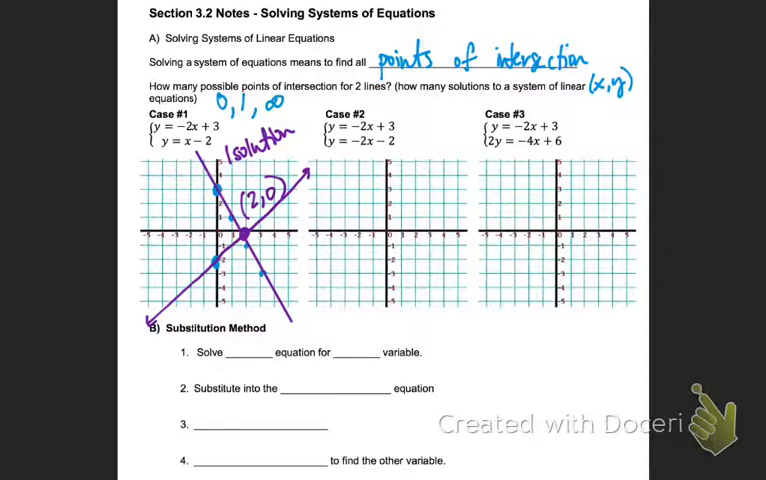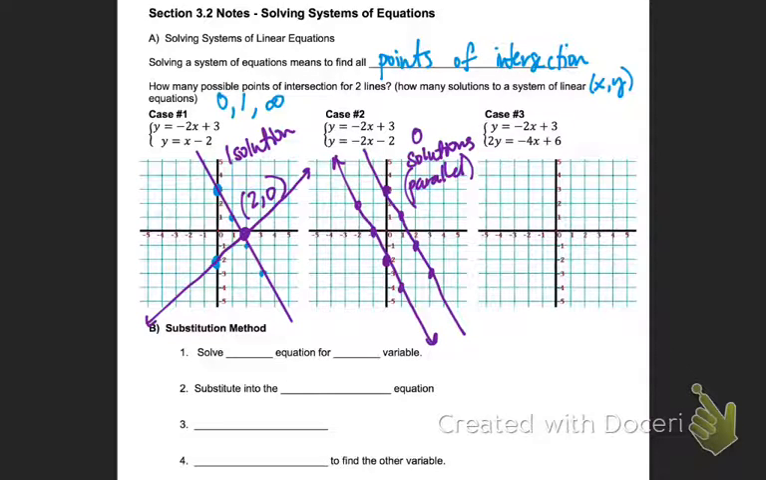They've crossed one time. If we look at the second one, I can already see, looking at the slope, they've got the same slope, different y-intercepts. What does that usually indicate? That they are parallel. Line number 1, y-intercept at negative 2. Line number 2. Parallel, so 0 solutions. That only happens whenever you have parallel lines.